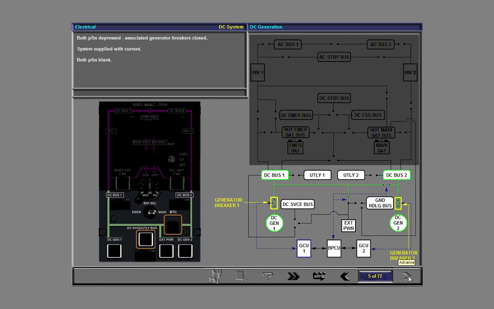Currently, both push buttons are depressed. Both engines are running and the associated generators are in operation. Both generator contactors are closed and the system is supplied with DC current. Note that both push buttons are blank. Now select the left-hand push button to off and note the operation of the contactor.